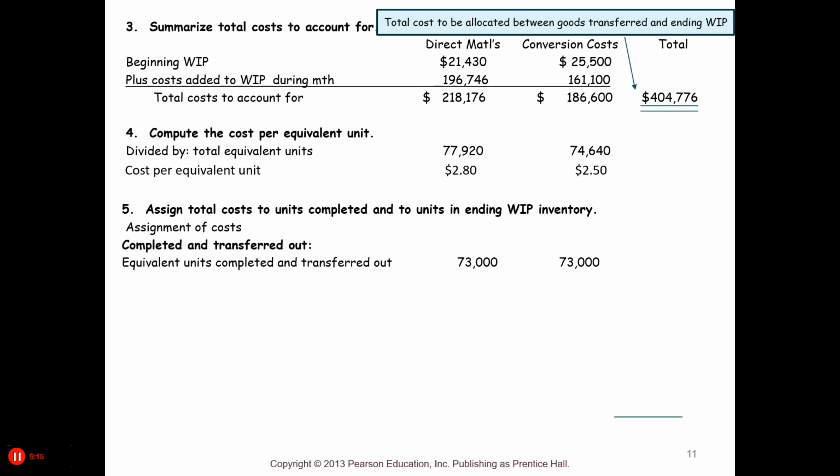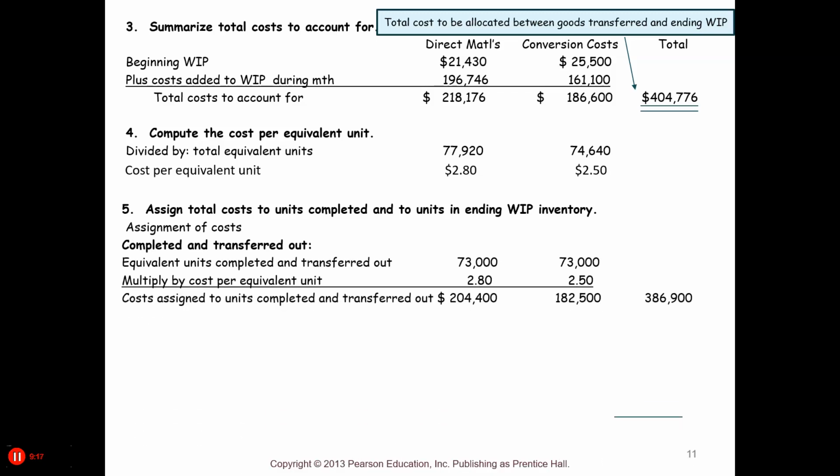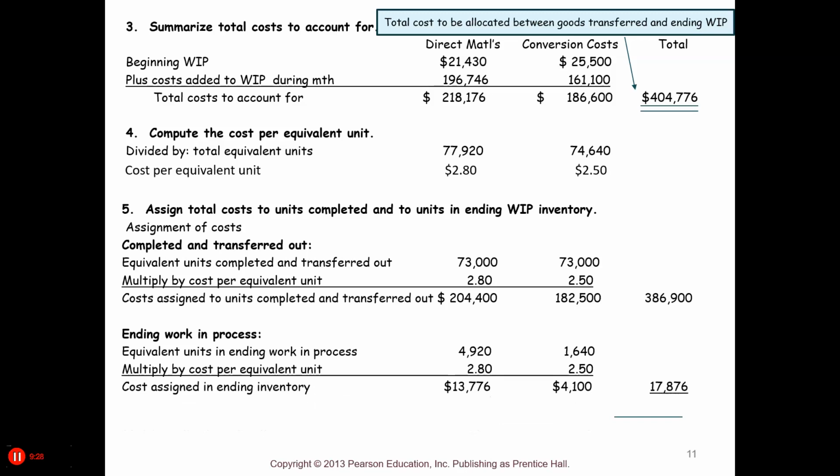Completed and transferred out always gets 100%. And that gives us a total of 386,900. And now we can do it for ending work in process, which gives us 17,876, and that gives us our total of 404,776. And the last thing we're going to do is our journal.